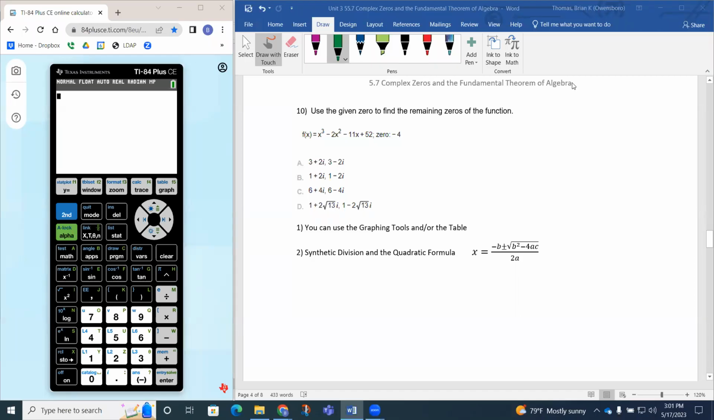So question 10 says, use the given 0 to find the remaining zeros of the function. So we have x to the third minus 2x squared minus 11x plus 52, and one of the zeros is -4.